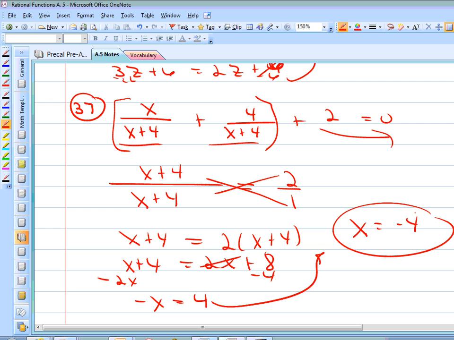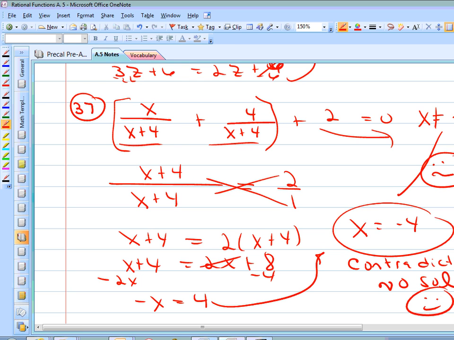Now, be really careful here. Our restrictions, we forgot to write those first. We should always do that. Our restrictions would be x cannot equal negative 4. We have a dilemma. Not really. This can't be equal to negative 4. And so, because we can't equal negative 4, there is no solution, and it's a contradiction. It's called a contradiction. There's no solution. Go Bearcats.